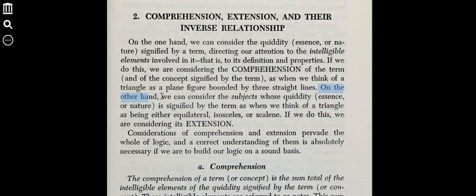"On the other hand, we can consider the subjects whose quiddity, that is, essence or nature, is signified by the term, as when we think of a triangle as being either equilateral, isosceles, or scalene. If we do this, we are considering its extension." Just more generally, extension is about the individual members that happen to have that particular quiddity. So if we're thinking about men, the extension of men is just the individual men that are out there. That's basically it. It's as simple as that.